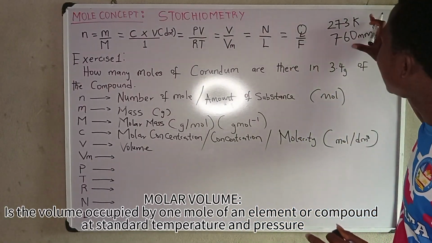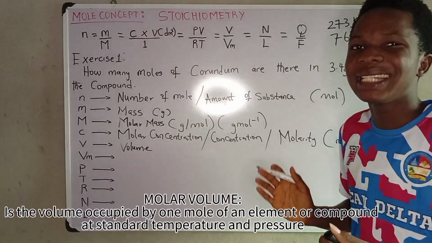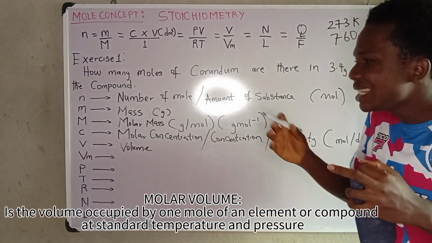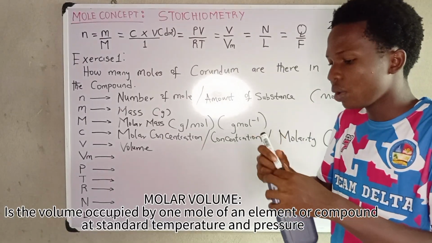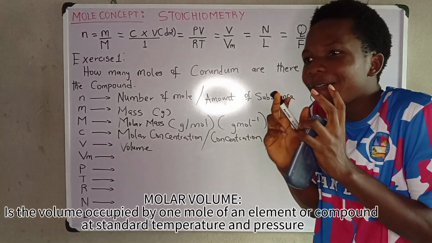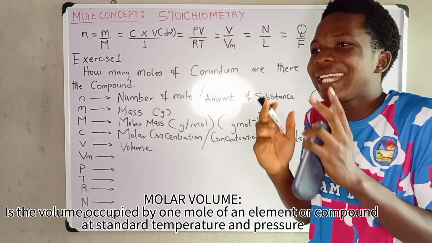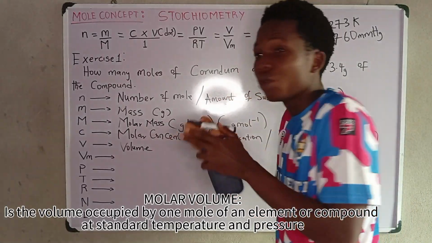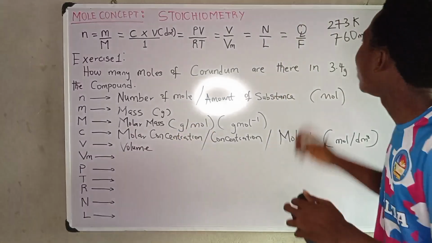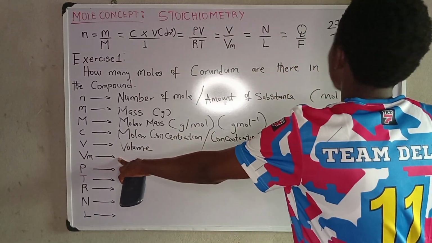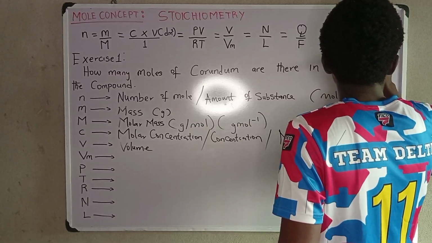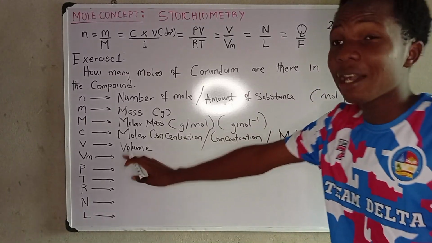Okay. Now, if there is a standard temperature and a standard pressure, in these circumstances, one mole of this gas will occupy a certain value of volume, and this volume is called molar volume. It's a constant. It has a constant value. So the constant value of molar volume is 22.4 dm cube. Now this is the value of molar volume.